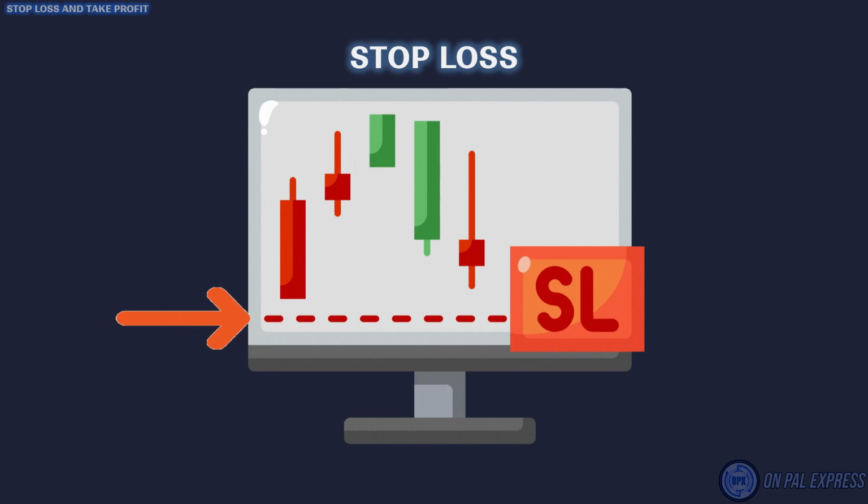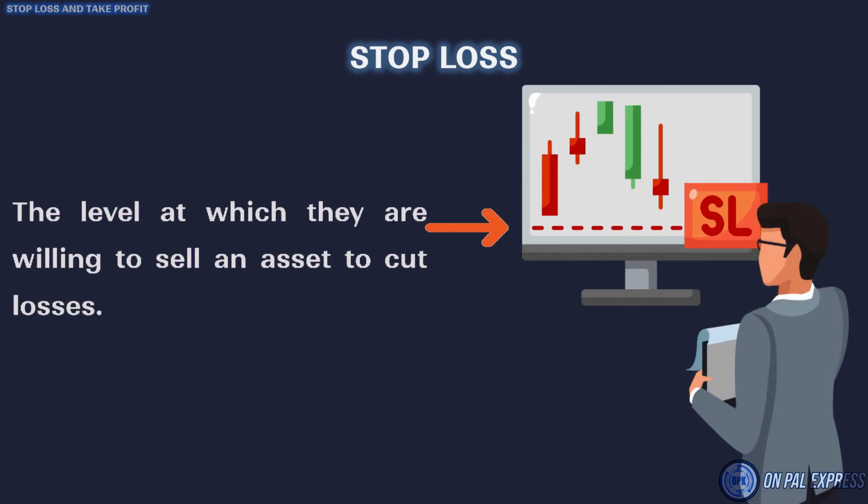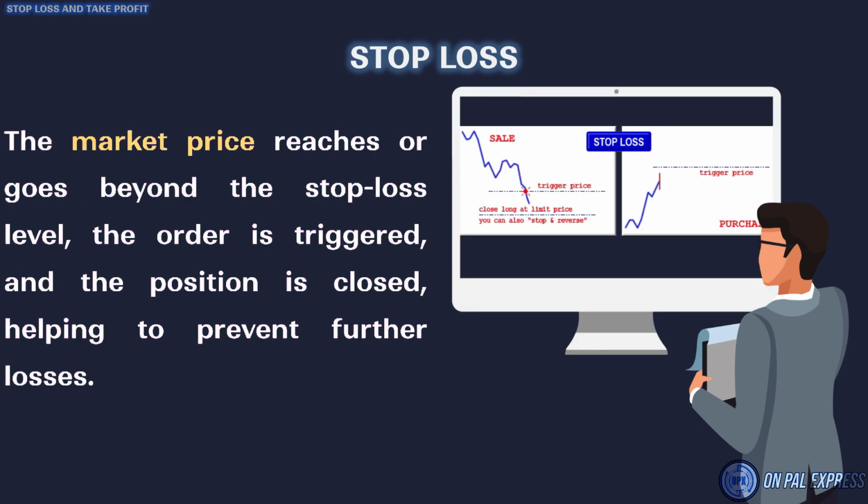A stop-loss order is a risk management tool used to limit potential losses on a trade. Traders set a stop-loss price, which is the level at which they are willing to sell an asset to cut losses. If the market price reaches or goes beyond the stop-loss level, the order is triggered and the position is closed, helping to prevent further losses.